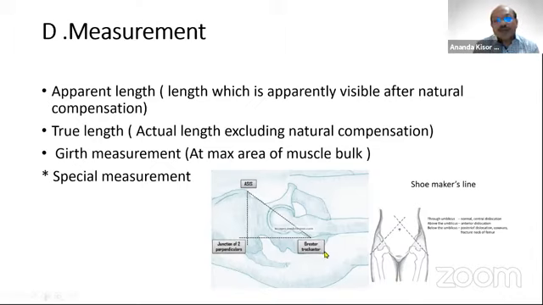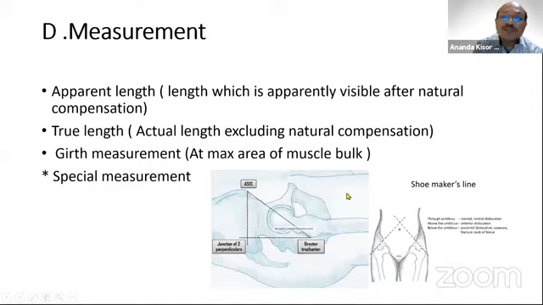So there are 3 points: ASIS, tip of the greater trochanter, and the ischial tuberosity. If we join these 3 points and it makes a straight line, it is normal. But if the trochanter is higher up, then it will be at a higher level than the line from ASIS to ischial tuberosity. So this is most important.